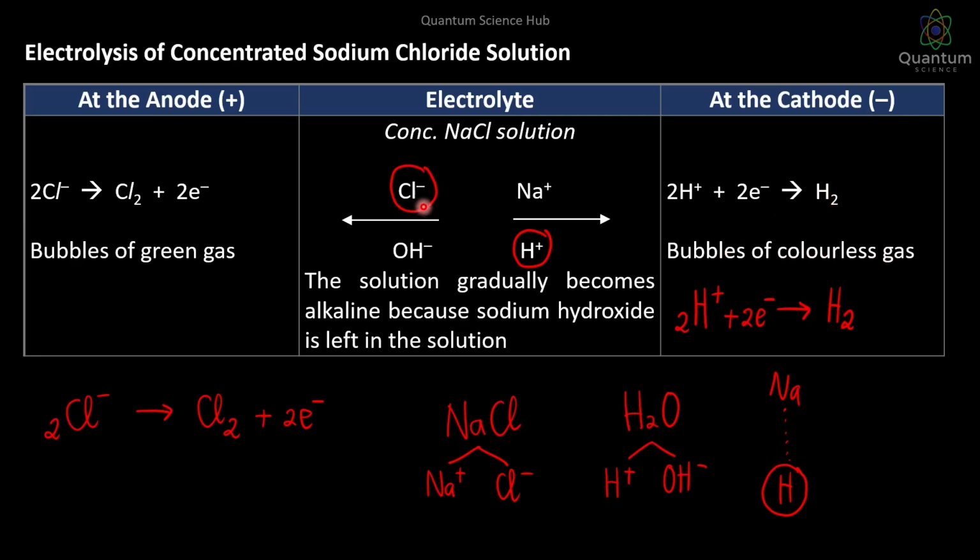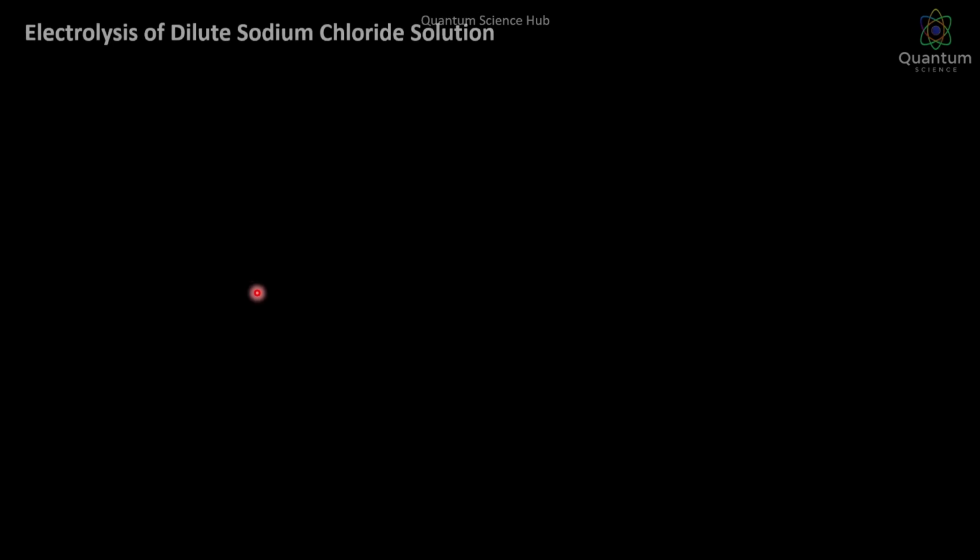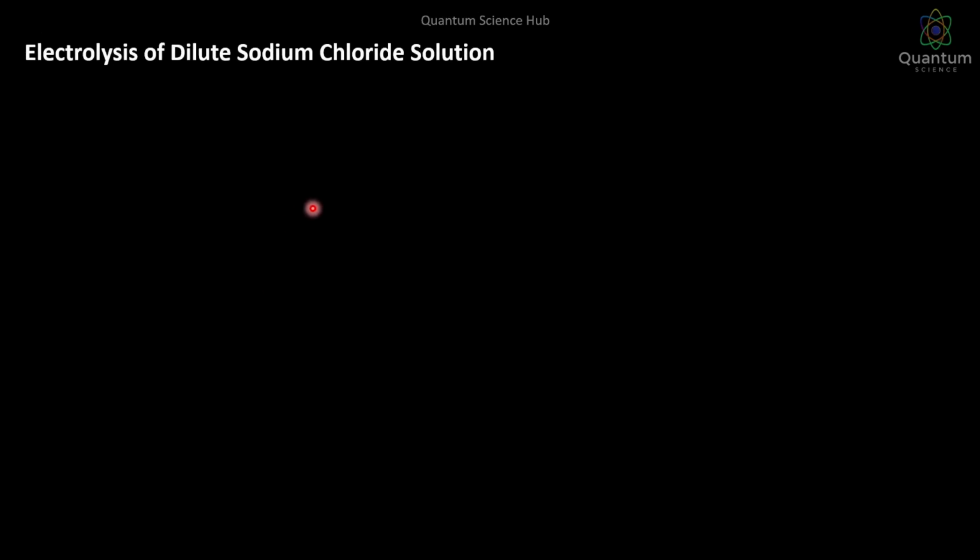Now, since Cl negative and H positive are taken, who will be left in the electrolyte at the end? NaOH will be left, right? And what is NaOH? Na positive and OH negative. So this is NaOH, sodium hydroxide, right? So the solution gradually becomes alkaline. Why? Because NaOH is a base or alkaline, because sodium hydroxide is left in the solution. Got it? That's it. Now let's see the electrolysis of dilute sodium chloride solution.